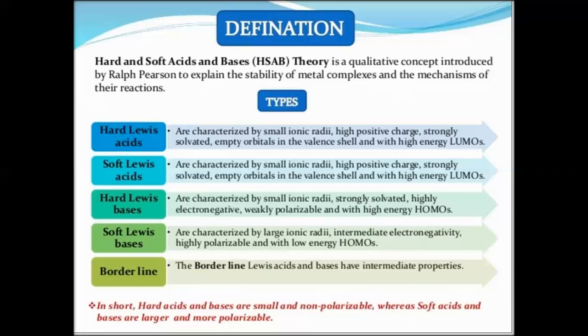According to this concept, a hard acid prefers binding to hard bases to give ionic complexes, whereas a soft acid prefers to bind soft bases to give covalent complexes. This is referred to as the hard-soft interaction principle, HSIP. Now, the types: hard Lewis acids.